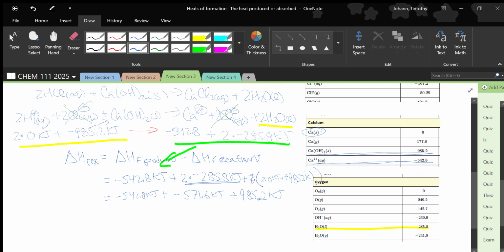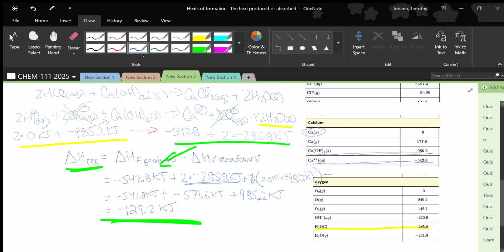All right, and so now I just add those all up. So I've got 542.8, and I'll make it negative, plus negative 571.6, plus 985.2. Okay, and what that gives me is negative 129.2 kilojoules. And that's the enthalpy of reaction, right here. You can rewrite it, enthalpy of reaction for this reaction right here.